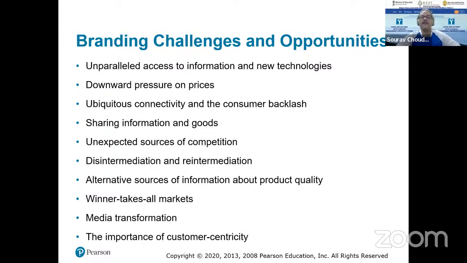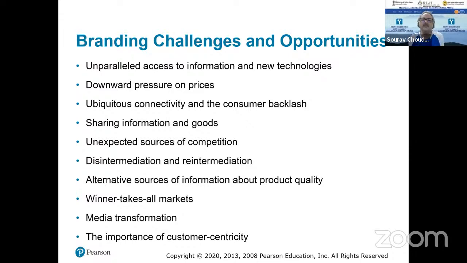Earlier it was only dependent on graphic designing of a brand. Today, the whole technology, the whole information across the net, is helping to create brands. Downward pressure on prices. You have made a great brand, you have made Apple a great brand. However, with competition, there is always pressure on pricing.